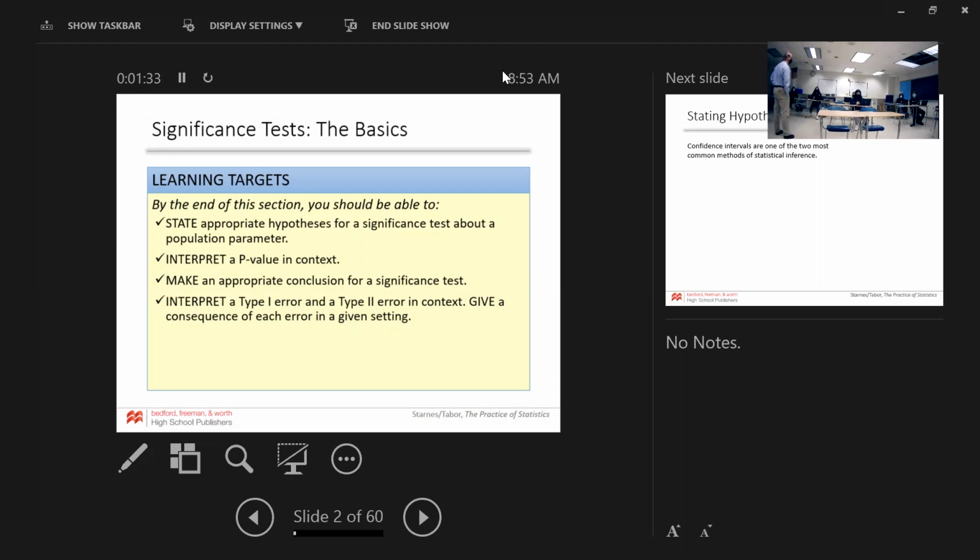In an observation, the participant chooses the treatment. In an experiment, the treatment is imposed on the participant.